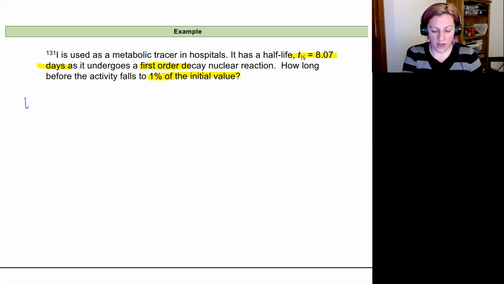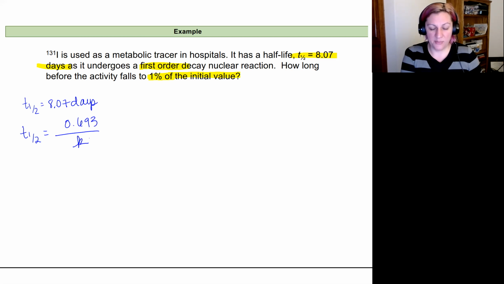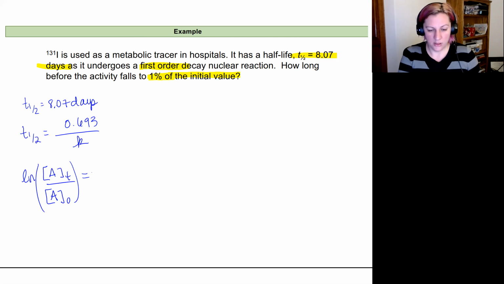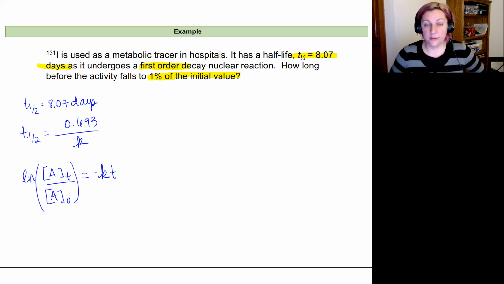Now we know our half-life is 8.07 days. We know that that's going to be equal to 0.693 divided by K because this is first order. We also know the other equation that we're going to use is the natural log of our concentration at time t divided by our initial concentration is equal to negative Kt. So that's our integrated rate law for first order reactions.